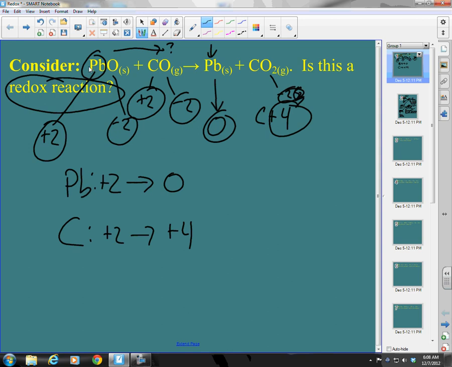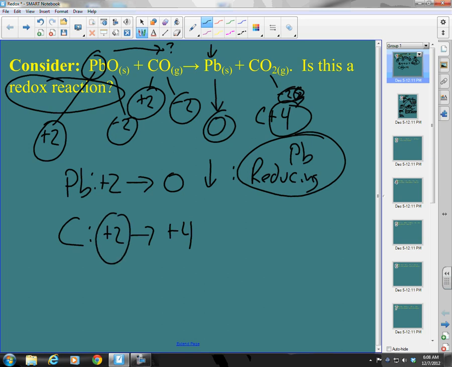That means it is going down. My oxidation number is going down. When it goes down, that means it is reducing. So my lead is reducing. Pb is reducing. Good. Carbon, on the other hand, is going from +2 to +4. It is going up. When my oxidation number goes up, that is oxidizing. So my carbon is oxidizing.